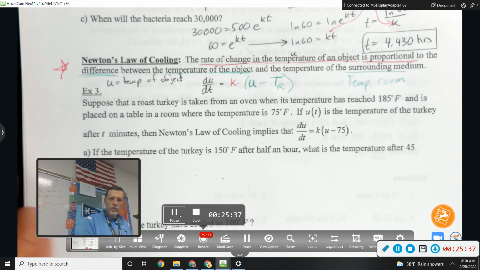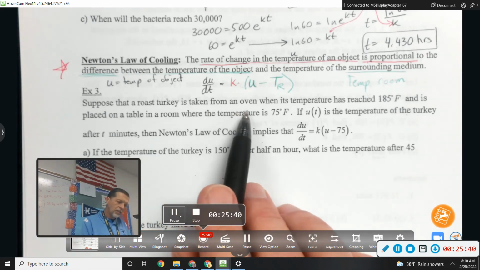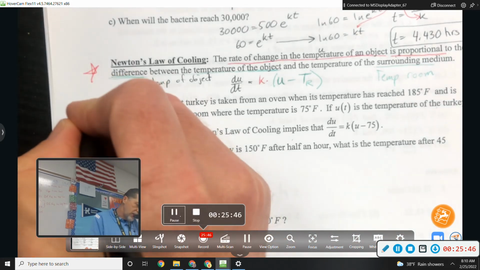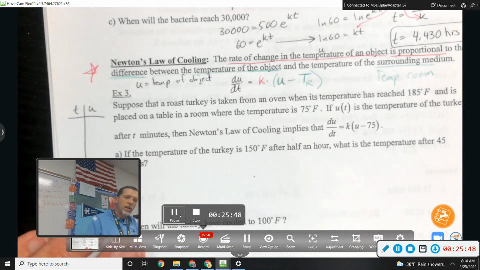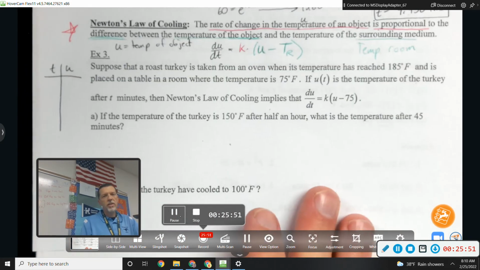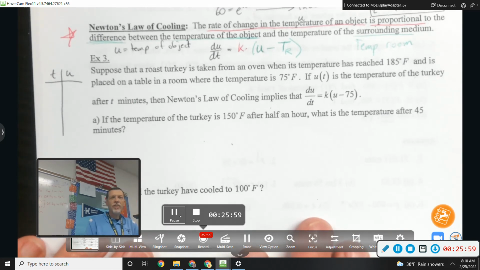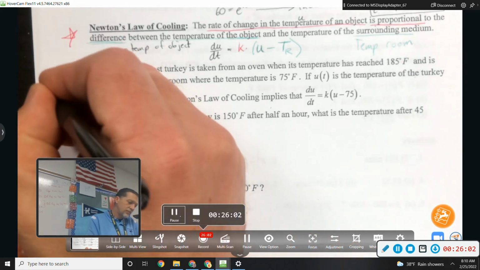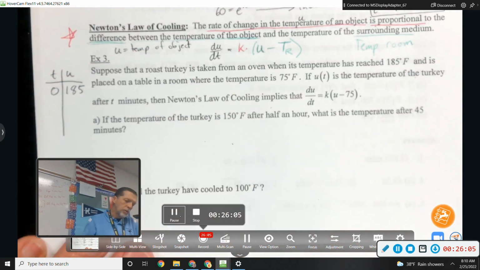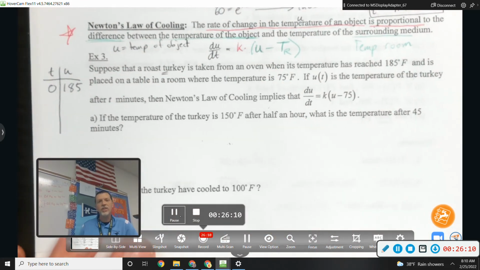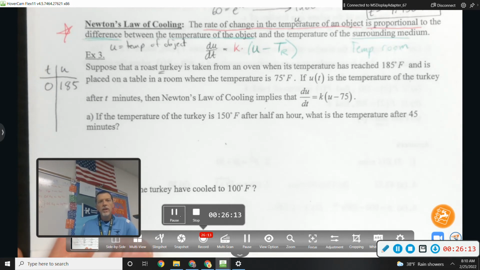All right, example 3. Suppose that a roast turkey is taken from an oven when its temperature has reached 185. I'm going to have the table of values to keep things straight, because there's going to be a lot of stuff going on here. So that first sentence, what's going on here in terms of table of values? T0, and U, the temperature of the turkey. And we called it a turkey just to use another T, so just to keep things confusing here. Placed on a table in which the room temperature is 75.